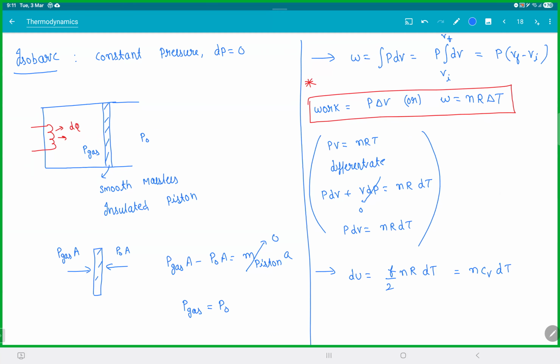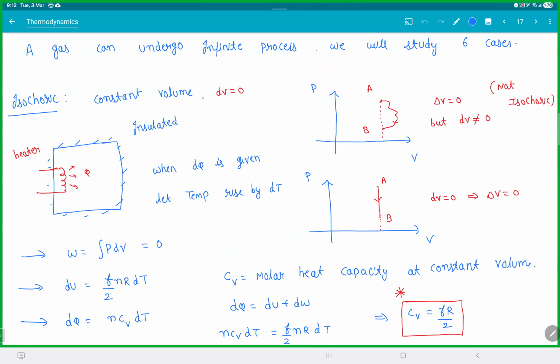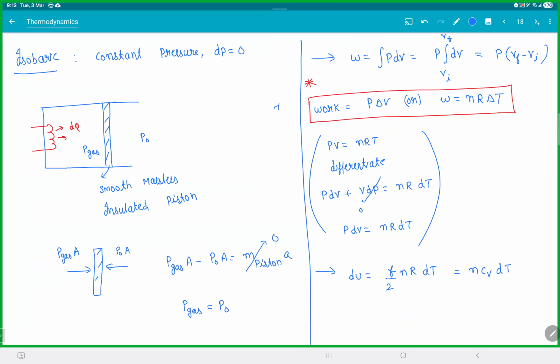Now people get confused here. Sir, how can you use Cv for an isobaric process? Again, did I say dQ is nCv dT? That would have been wrong. If I say dQ is nCv dT, that would be a wrong statement. I'm saying dU is f by 2 nR dT from KTG, and we proved that fR by 2 is Cv, which was a constant. So I just replaced it. So be careful with this.